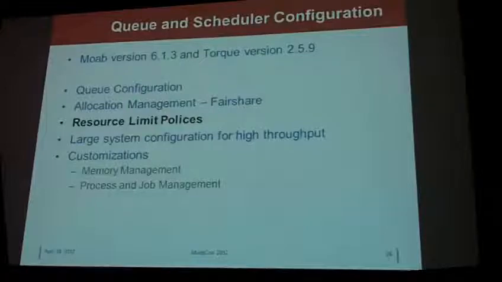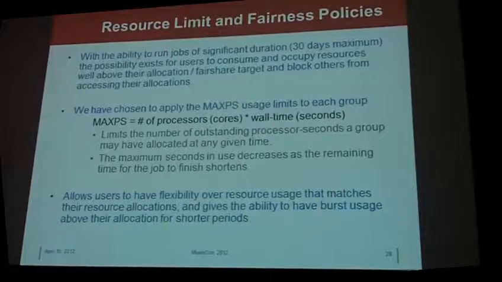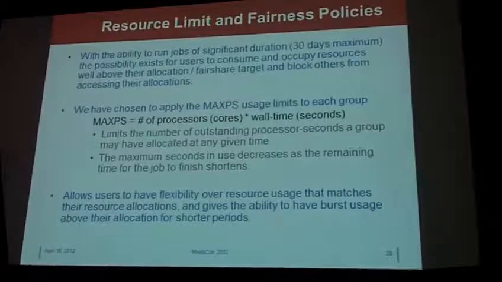Now, in terms of resource limit policies, we have the standard ones, of course, as I mentioned, based upon how we organize a queue, so we have memory limitations there. But the one I really want to talk about right now in terms of our implementation is one that we've put in place since the end of February, which is where we use the max PS, or max processor seconds, limitations for each account group. And the reason we do this is as follows.